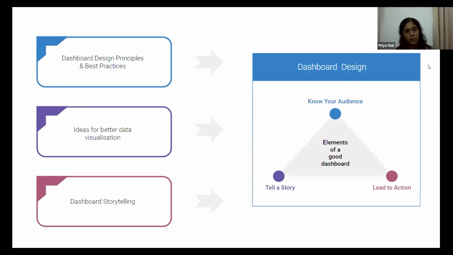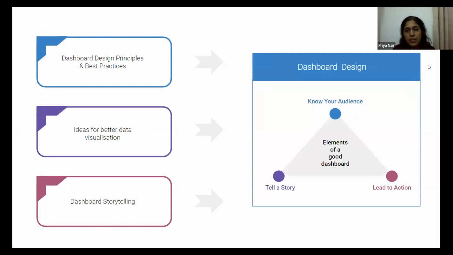One is the dashboard design principles and best practices. The second one is coming up with rich ideas for better data visualization. And the third is doing story dashboarding. So all these factors have to go together to create that compelling dashboard design, so that it attracts the required attention from your stakeholder, and that would trigger the necessary action, right?